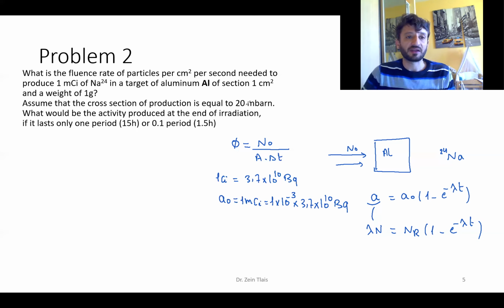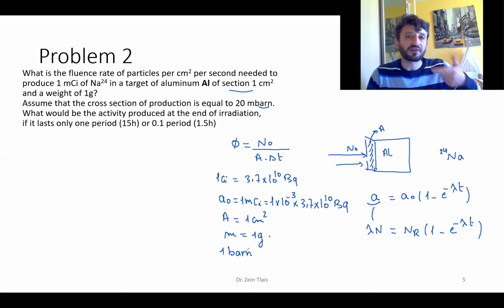Okay, we have a target section, I mean A. If we have the section facing the incident particles, this one is A, which is equal to 1 centimeter square. And we have a mass of the target aluminum equal to 1 gram of aluminum. Okay, I give you the cross-section of production, I mean the nuclear cross-section, because we have barn, okay? I give you 1 barn.